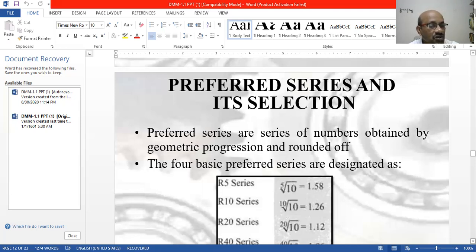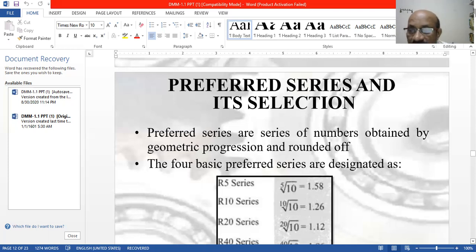It has been shown by experience that a certain range can be covered efficiently, that is, very efficiently and effectively, with a minimum number of sizes of the machine capacity. That's why we go for preferred numbers. These preferred numbers are conventionally rounded off values, derived from a geometric progression and including integral powers of 10.